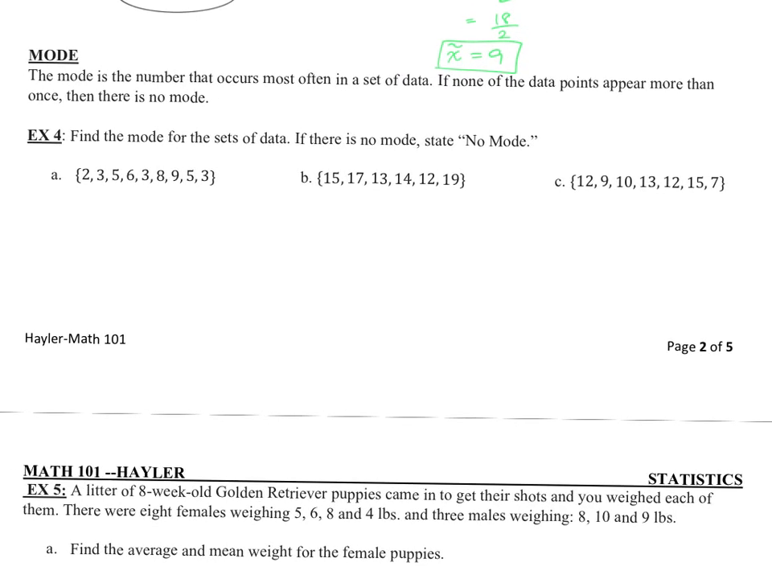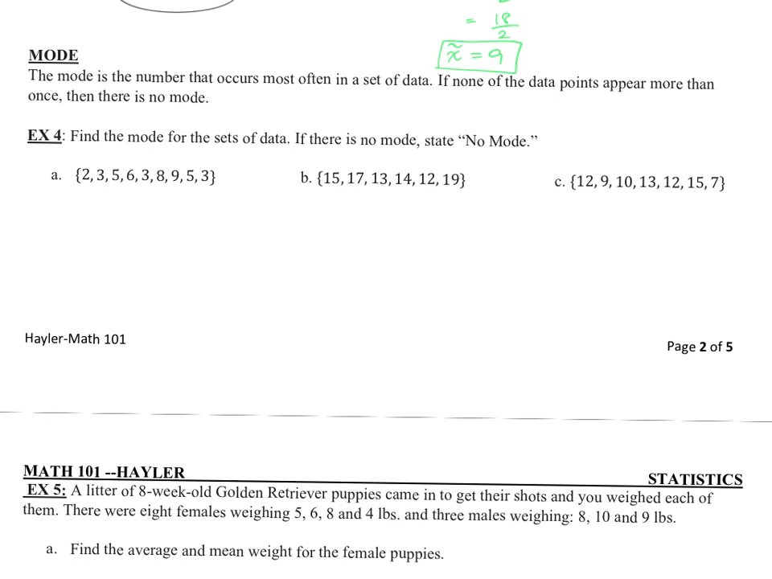Mode. So the mode is the number that occurs the most often in a set of data. Note, if none of the data points appear more than once, then there is no mode. Okay, so sometimes you can answer none for mode. Example 4, find the mode for the sets of data. If there is no mode, state no mode.